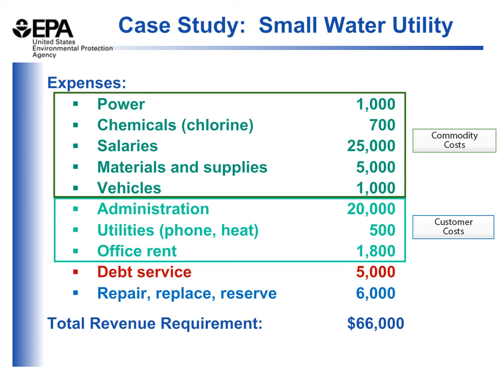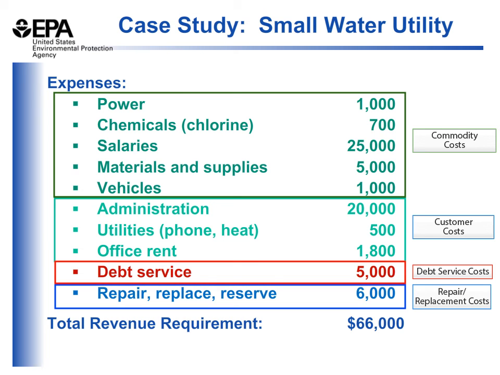In a sense, what it costs to pay the bills, put out the bills, run the office, answer the phones. So you've got commodity costs and customer costs. Then if you have a debt service or a loan, you're going to have to pay that back or consider that cost, and repair and replacement costs for equipment. So the total revenue requirement in this example is $66,000. You have a $66,000 required revenue to make your utility run without a loss.